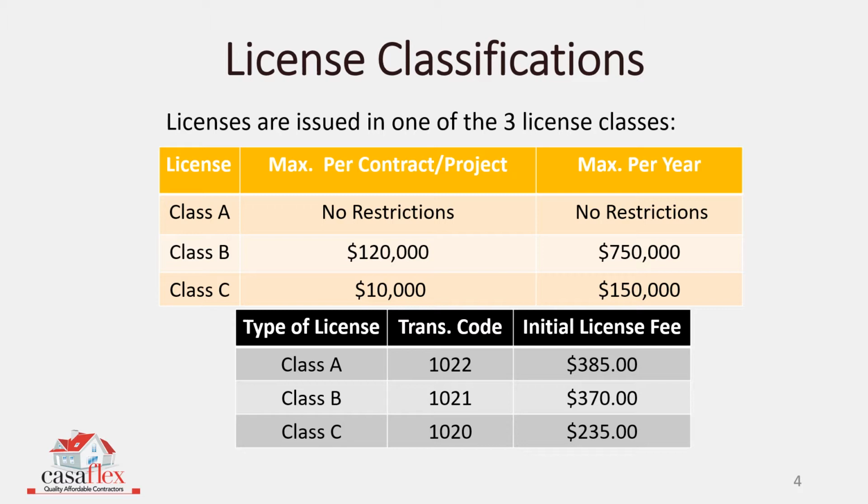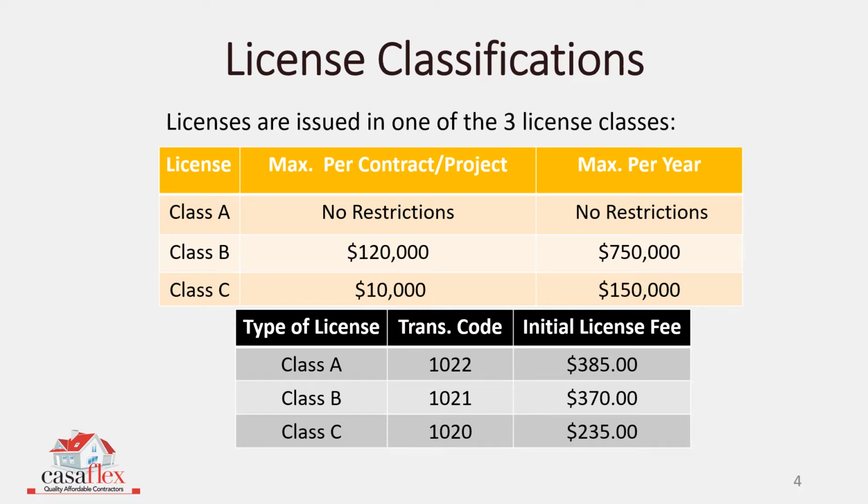License classifications. Licenses are issued in one of the 3 license classes: Class A, Class B, or Class C. Class A has no restrictions on the amount of money that can be made per contract or project per month, and there are no restrictions on the maximum amount that can be made per year. Class B has a $120,000 restriction on the maximum amount that can be made per contract or project per month, and the maximum amount that can be made per year is $750,000.